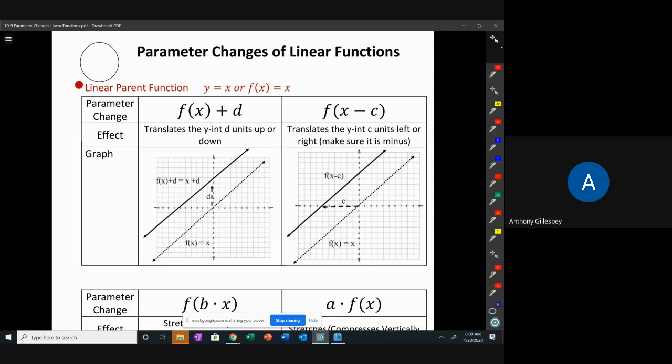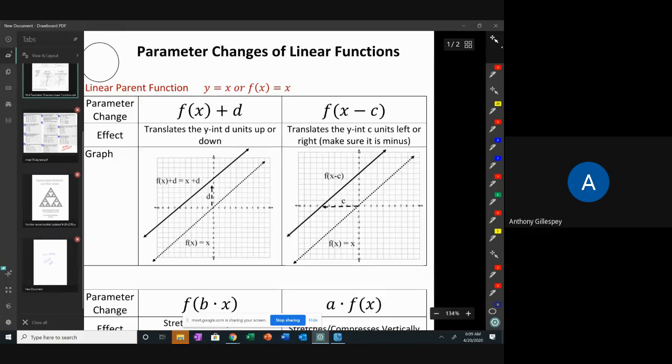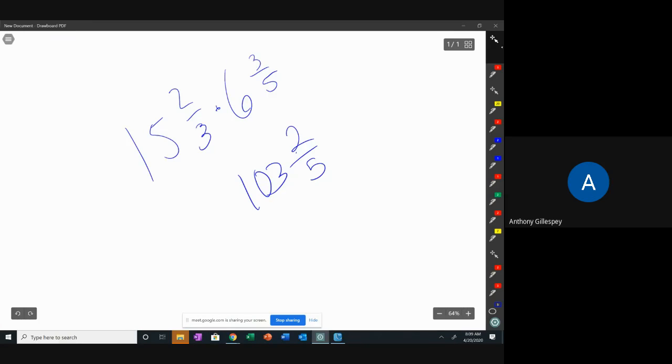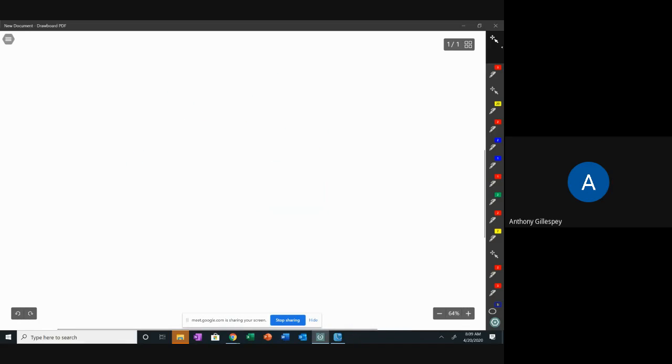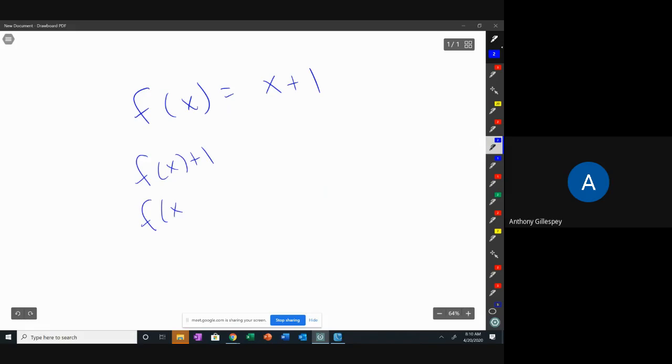But what parameter changes, let's first understand what that means. A parameter change is where we take functions, and we're only going to deal with linear equations again. So we're going to go all the way back to something like f of x equals x plus 1. And we're going to do different things to f of x. We're going to do something like f of x plus 1, and something like f of x plus 1 in a different place. What does that do to the graph? These two things do different things to the graph, okay? And that's what we're going to talk about today.